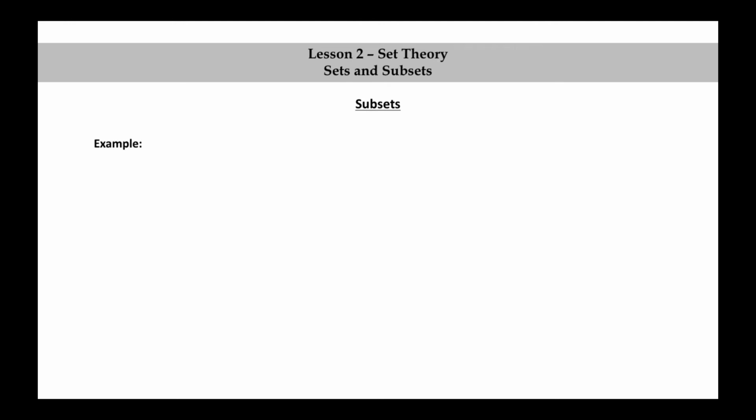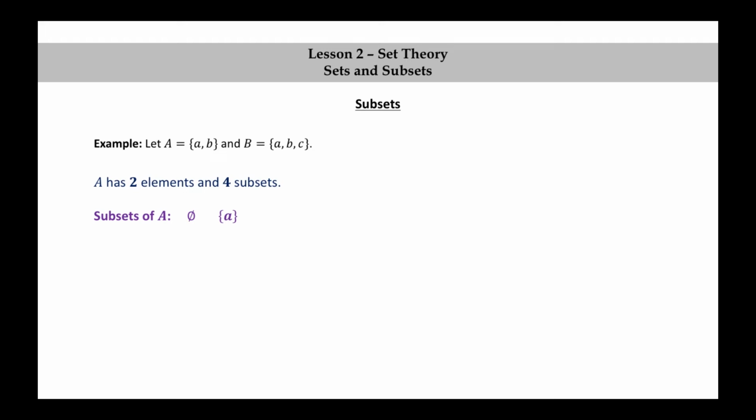Okay, let's look at another example. Let A be the set {A, B} and B be the set {A, B, C}. Let's start by looking at the set A. The set A has two elements and it has four subsets. Let's look at the subsets of A. Well, there's the empty set. Remember, the empty set is a subset of every set.